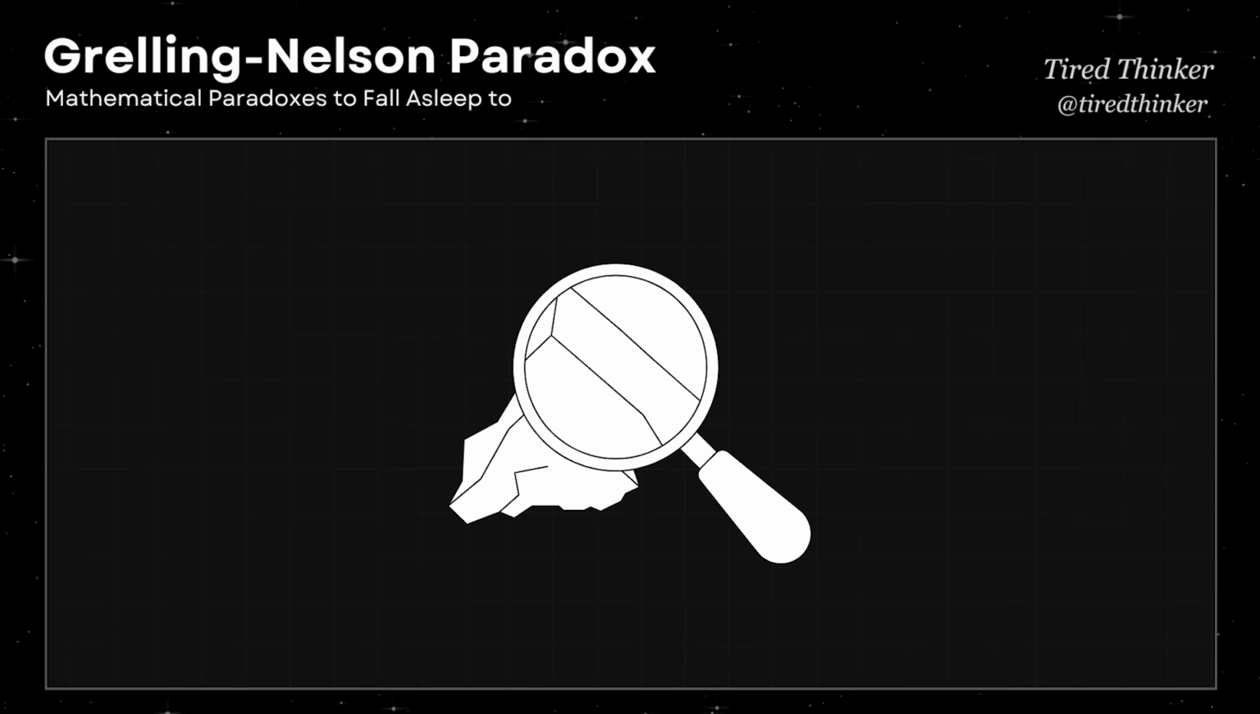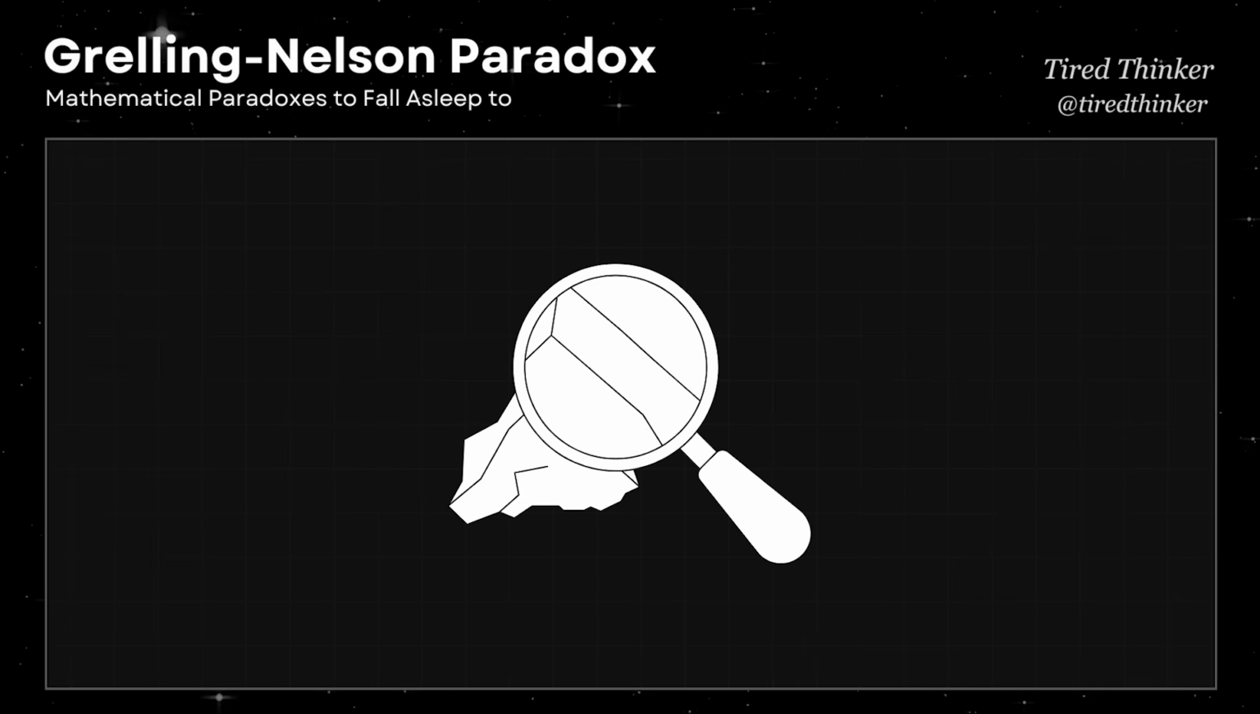This is the paradox. The issue is similar to the famous liar paradox, where someone says, "I am lying." If they are telling the truth, then they must be lying. But if they are lying, then they must be telling the truth. This self-referential loop causes the contradiction. The Grelling-Nelson Paradox does the same thing with word classification.